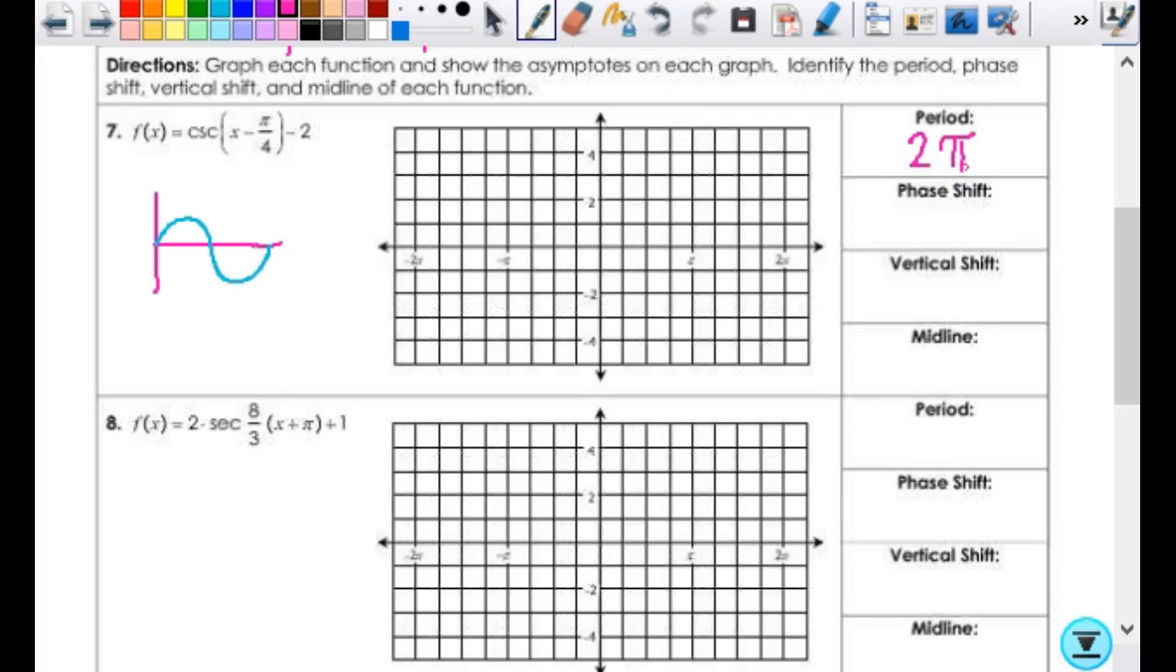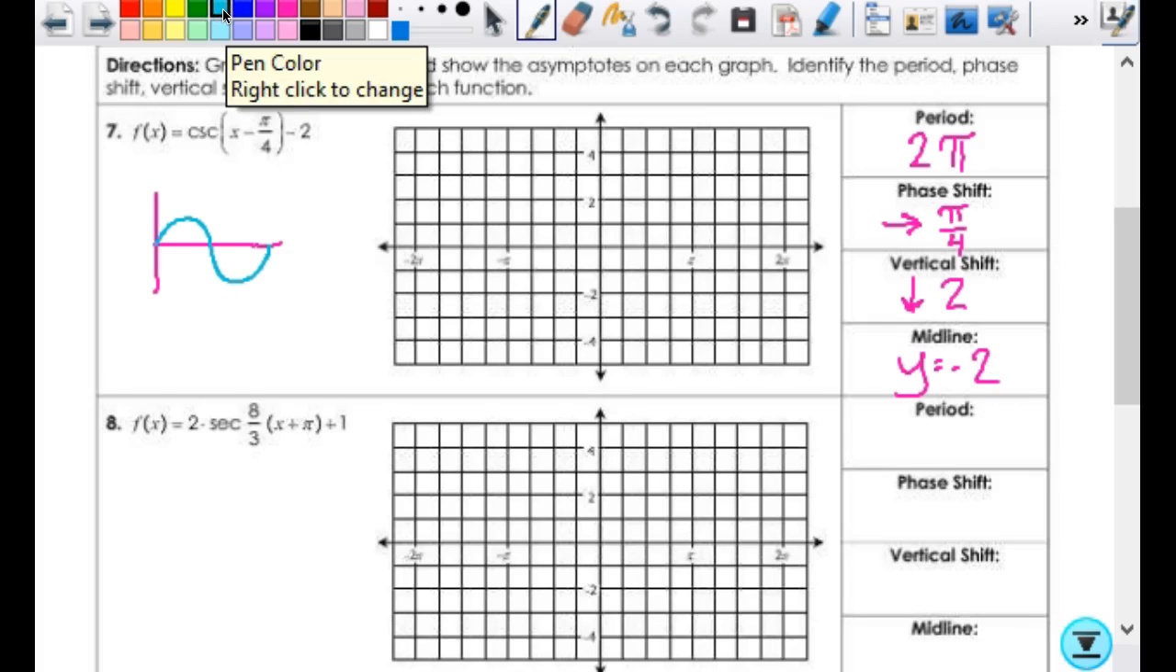There is a phase shift. Which direction do I go? Right, pi fourths. Good. And then vertical shift down 2. So my midline is y equals -2. So just like when we did the other ones, I'm going to sketch in my midline as if it was an asymptote, but it's not. But it's just important for me. It's like my new x-axis. And if I just pretend like that is the x-axis, this part takes care of itself.